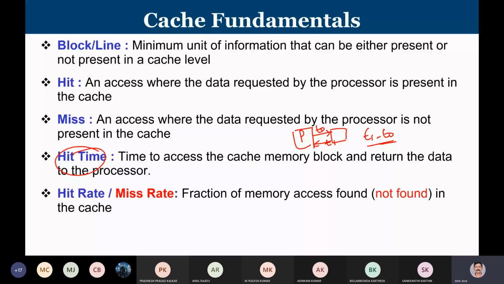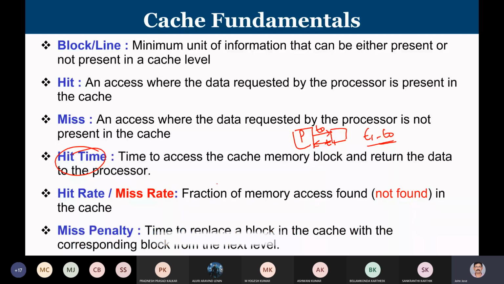Now, hit rate: out of the number of accesses that I made, the number of hits, that is known as hit rate. So the number of hits divided by the number of memory accesses is known as hit rate. Whatever request is given to the cache, it will be either a hit or a miss. Hit rate plus miss rate is equal to 1. So the number of misses divided by the number of memory accesses is known as miss rate.